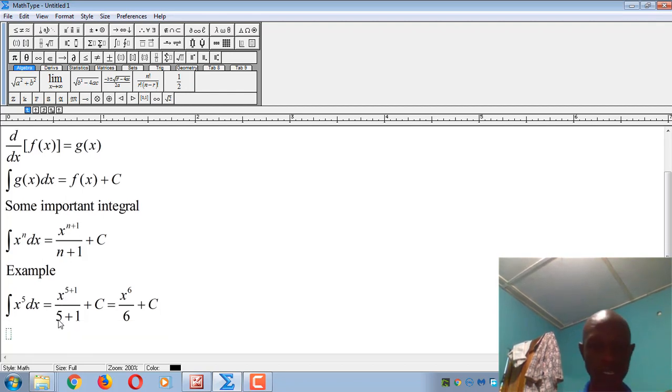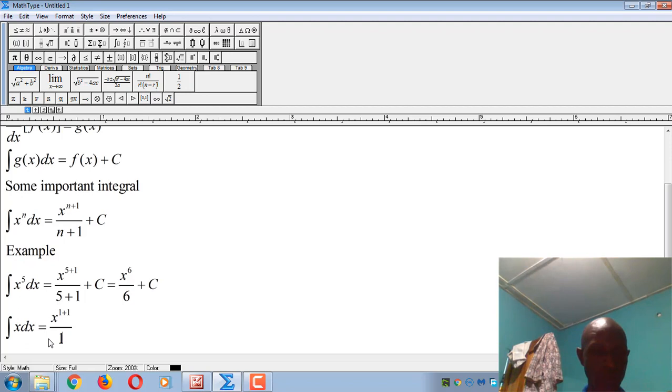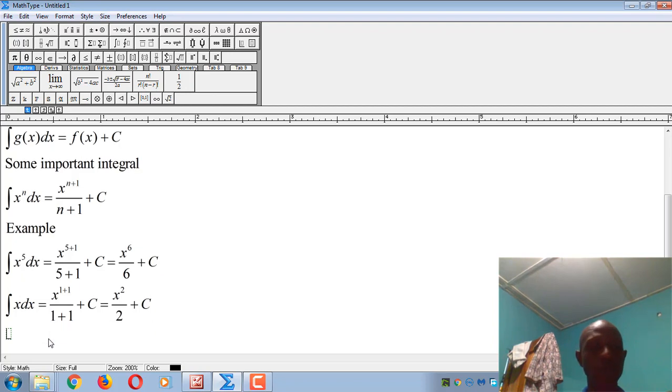Now if you have something like x raised to the power of 1, we are still using this particular formula. So this one becomes x raised to the power of 1 plus 1, over 1 plus 1, plus c. That gives us x raised to the power of 2 over 2, plus c.